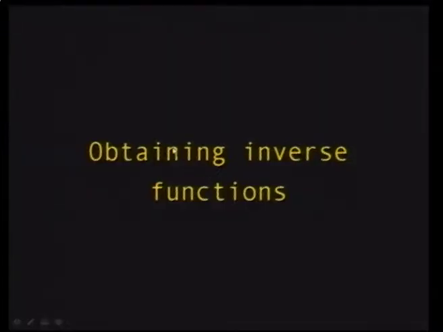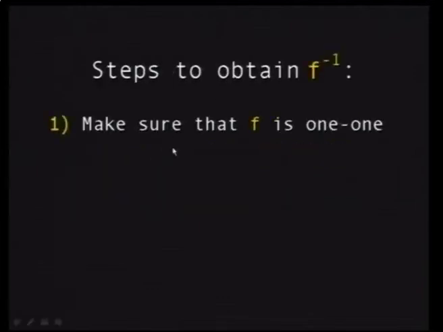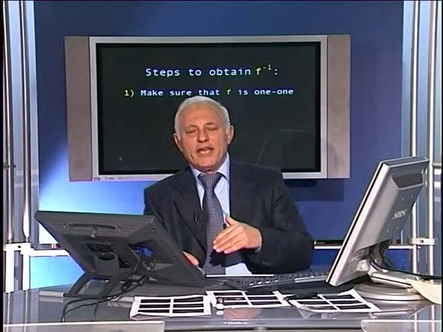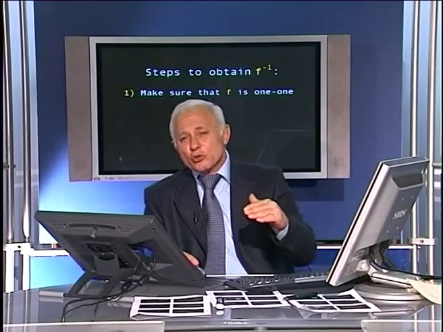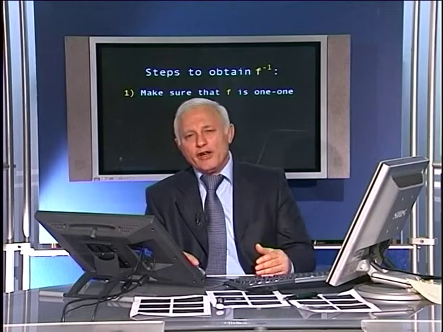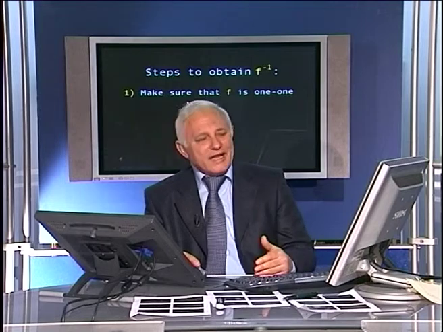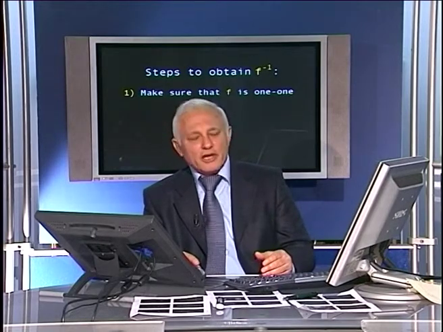So now how can we obtain inverse functions? First of all, we have to make sure that f is 1 to 1. 1 to 1 means injective function. In other words, one value of x gives one value of y, and the opposite also is true. One value of y gives one value of x. And this is easy. If the function is monotonically increasing or decreasing, then it's a sufficient condition that the function is injective.